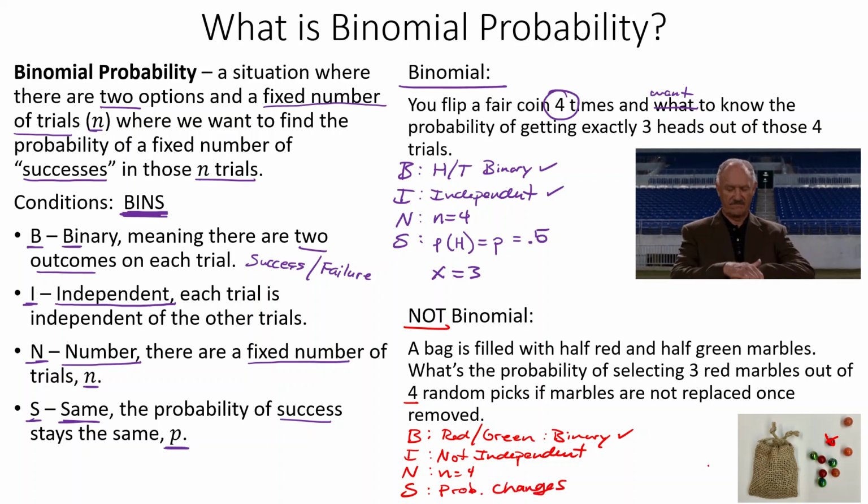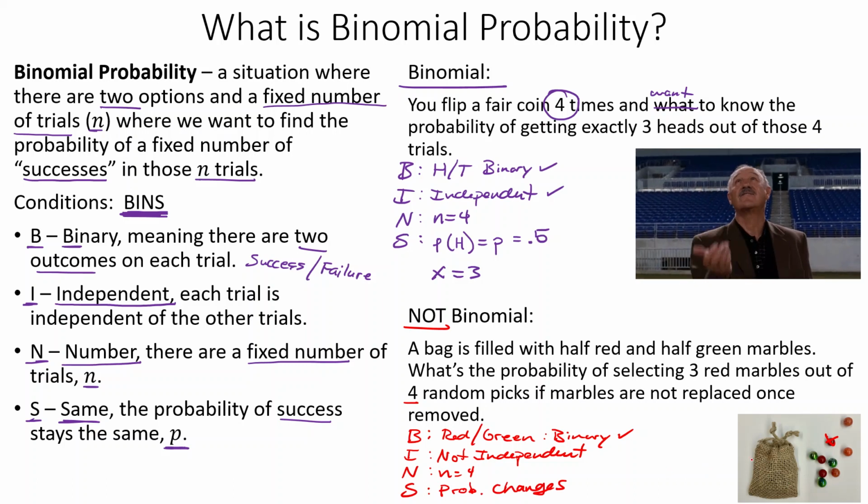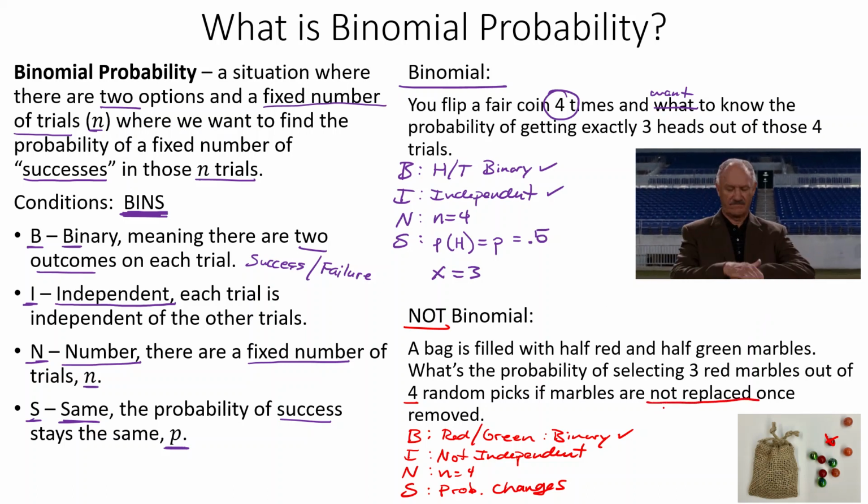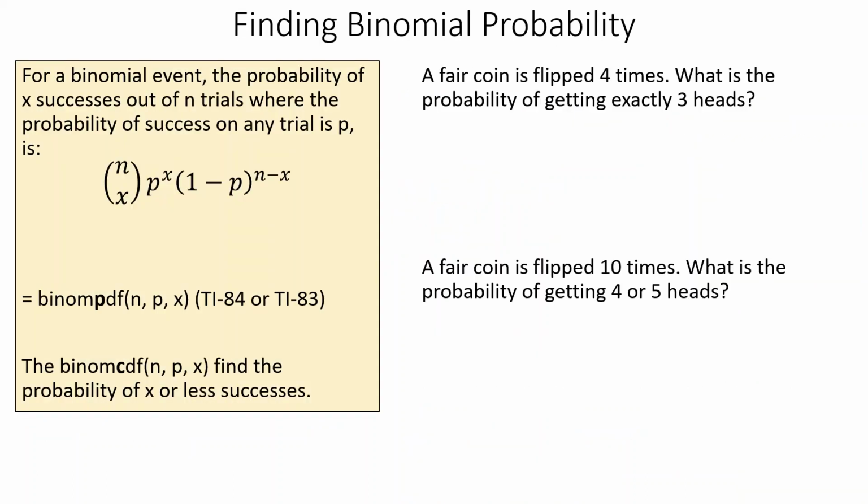All right, each time you take a marble out, the probability of getting either color is going to change because the number of marbles left in the bag is going to change. Sometimes we say that we replace the marbles. Once we take them out, we put them back in. But this says specifically that they are not replaced once removed. All right, so now we know how to identify something as binomial.